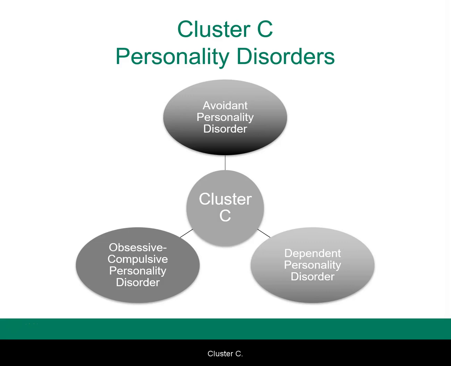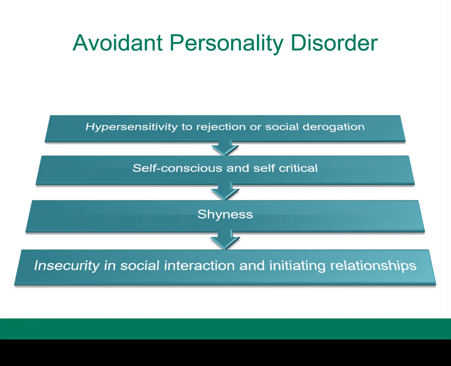Okay, cluster C. Here we have avoidant, dependent, and obsessive compulsive. For the avoidant personality disorder: hypersensitivity to rejection or social derogation, self-conscious and self-critical, shyness, insecurity in social interaction, and initiating relationships.